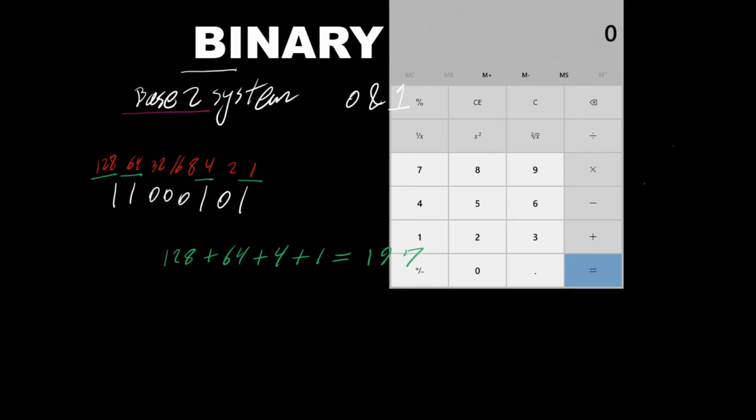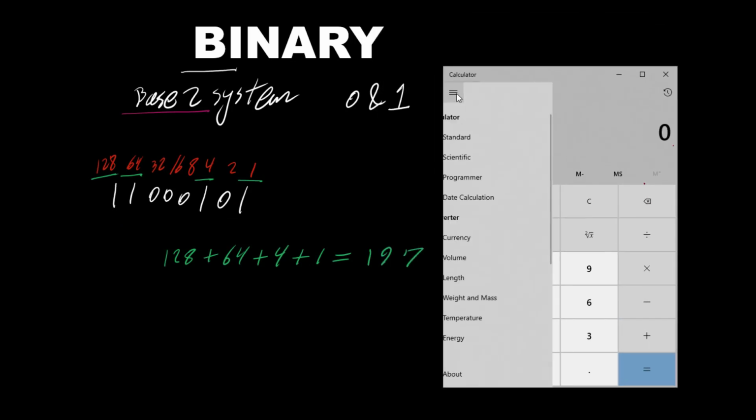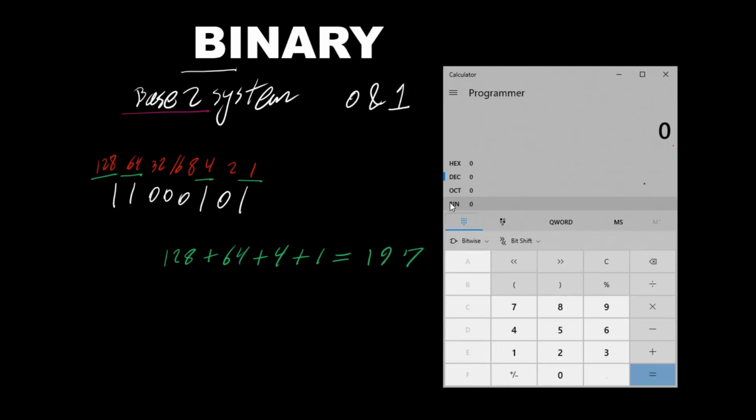Let's take a look using the calculator. Again, we want to make sure the programmer is selected, and then BIN for the binary number. So we have 11000101, and the decimal value is 197.